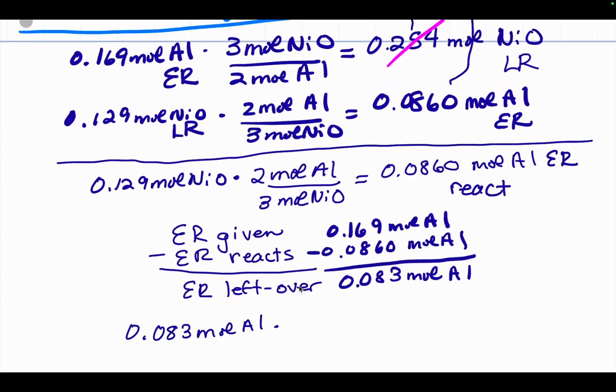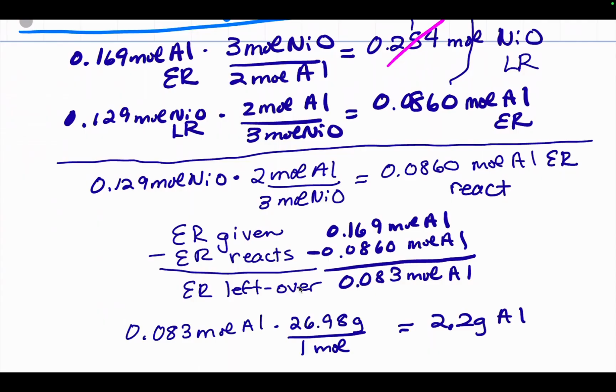But if I just now take my excess unreacted aluminum moles and then multiply and convert it back to grams, then you can see that I have 2.2 grams of aluminum that are going to be left over in the container. So unless you're going to somehow capture that, you have this excess that you might just dispose of.